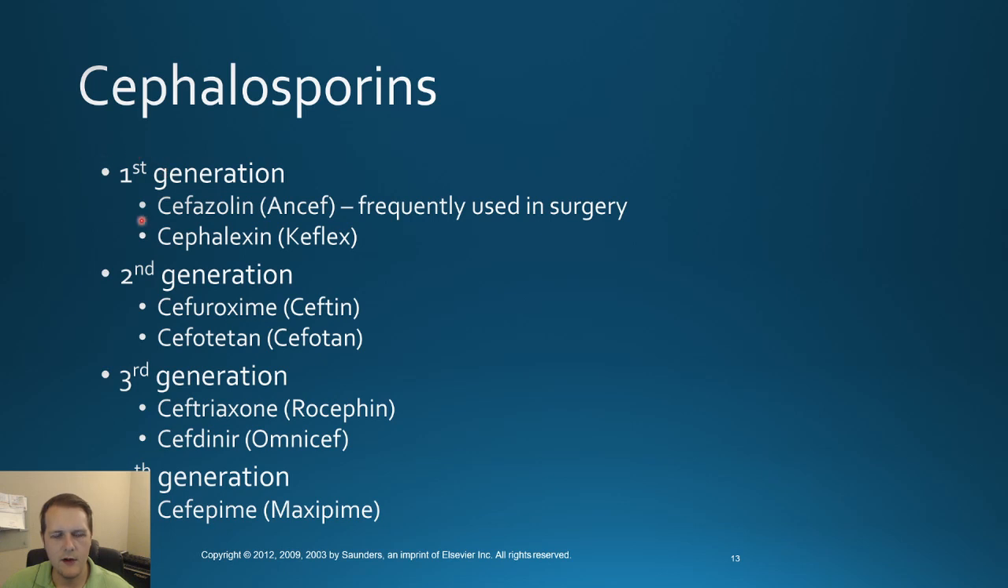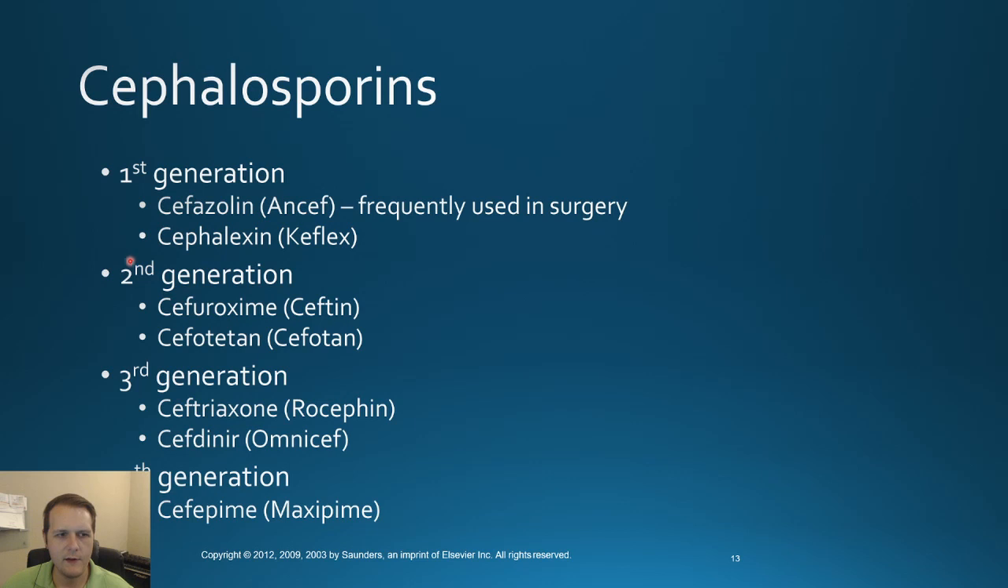So the first generation obviously were first around. This includes things like cephalexin or Keflex, which is a very common outpatient prescription for things like urinary tract infections. But if you work in the hospital, or especially around surgery, you'll see cefazolin or Ancef used in almost every single patient, mainly because this is a prophylactic antibiotic they'll get within an hour of their incision time, and that way it prevents any bacteria that might be growing on the skin from getting into that wound and causing an infection.